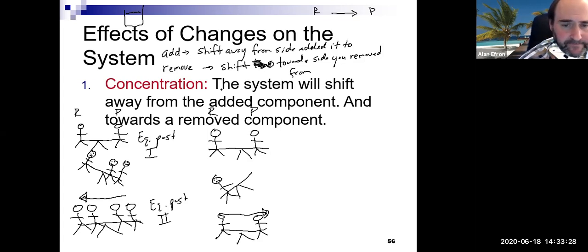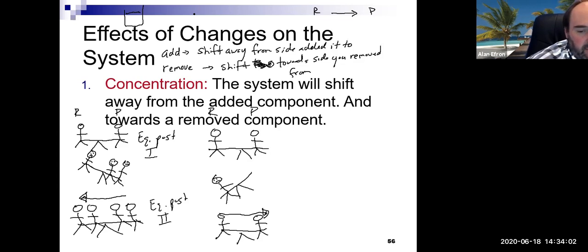And what's important here is a couple of things. Let's talk about in practicality, how we actually do these things. So when I say shift away, it depends on which side of the equation you're removing or you're adding to. So if you add more reactants, it will shift towards the products and more products will be made. If you add more products, it will cause the reaction to go towards the reactant side.